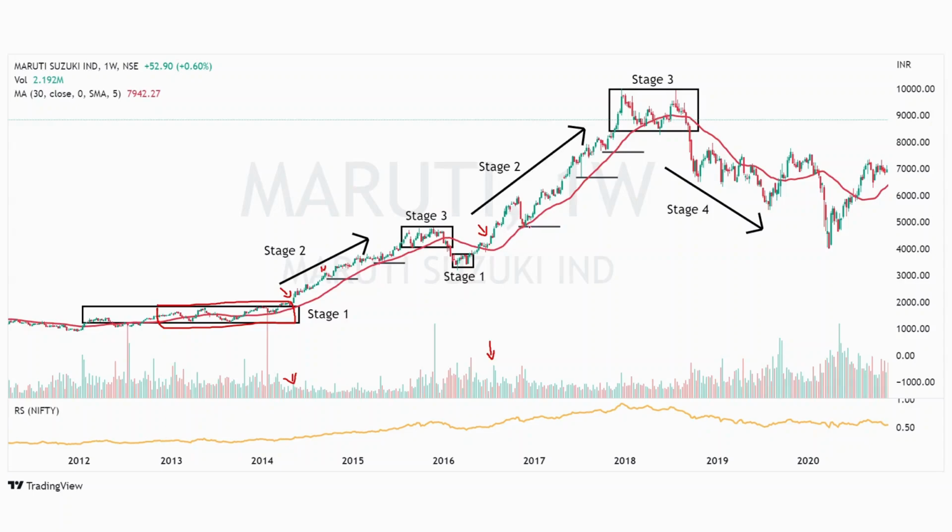We test out the 30 weekly moving average, but there's nothing to worry about here because we are in stage 2 and these pullbacks are very normal. All it does is form a new pivot for us to trail our positions. Then we move up, new high, new low, new high, new low, new high. Then still this low is higher than this low, but then it eventually forms an equal high. And then once this breakout happens, this is our exit.